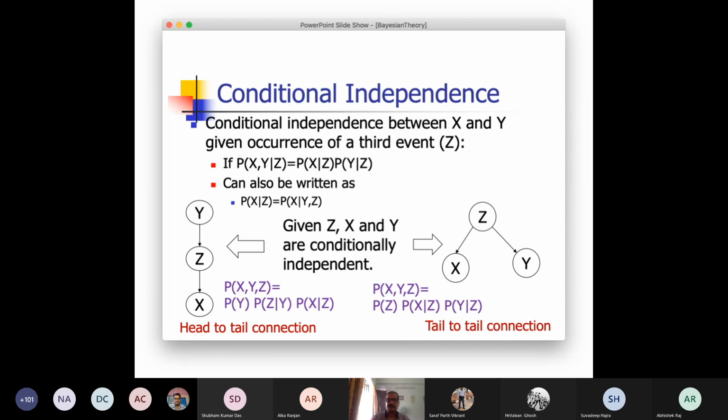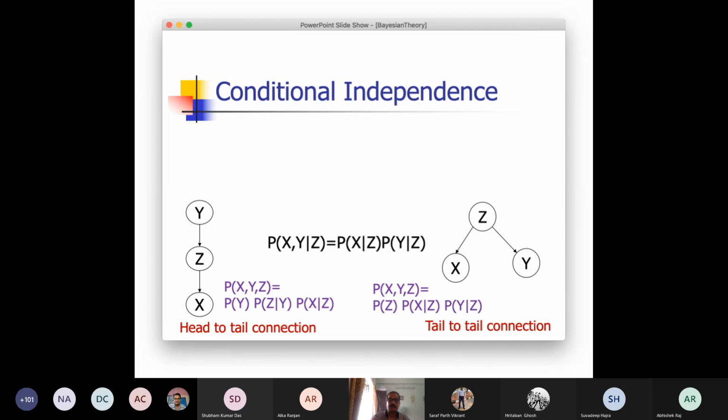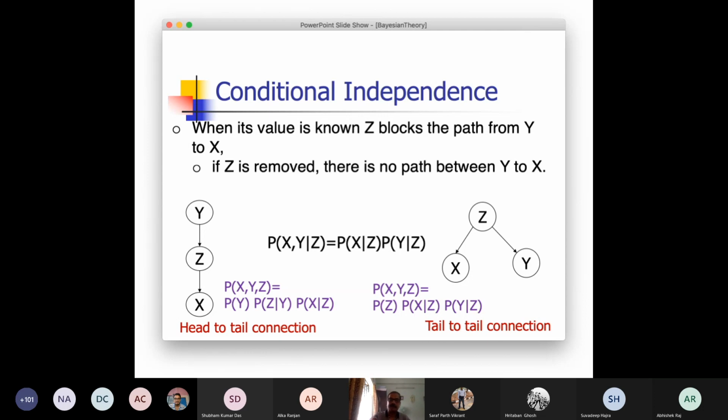So this is what I just explained here. Right. So also the conditional independence can be expressed in this fashion. So just elaborating that part, when the value of z is known, it blocks the path from y to x, and if z is removed, there is no path. So in other words, graphically, you can understand, if I remove the z and if the random variables are not connected, then we can say they are conditionally independent based on that variable. It could be a combination of variables also.